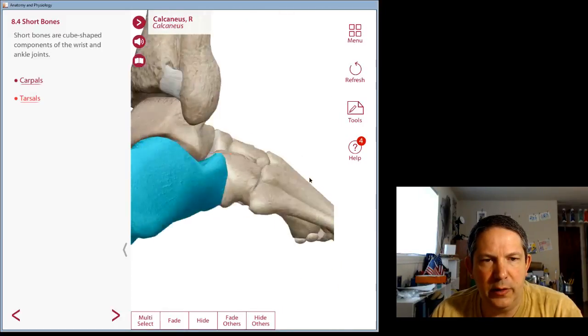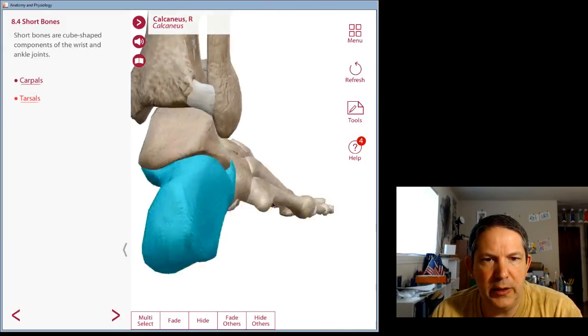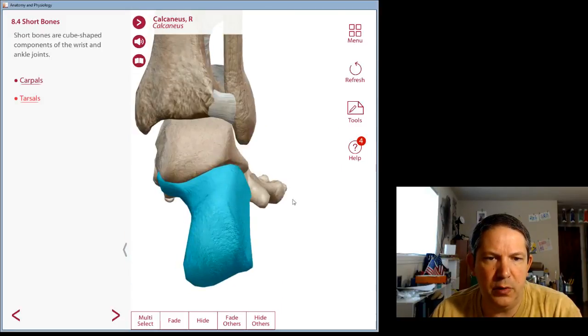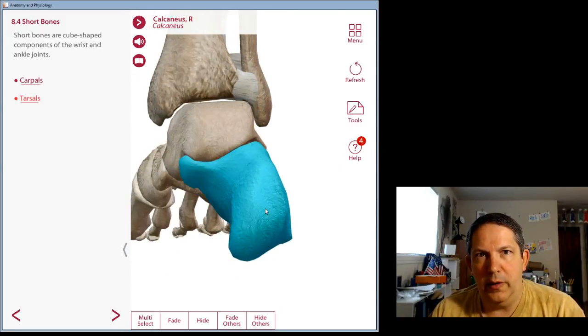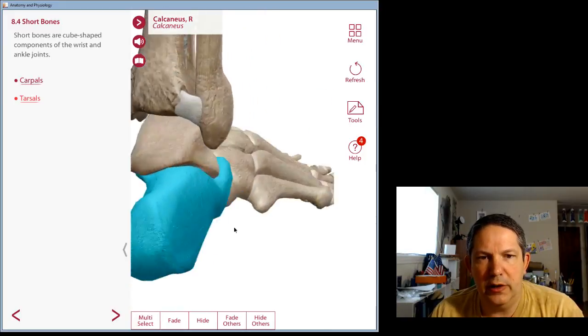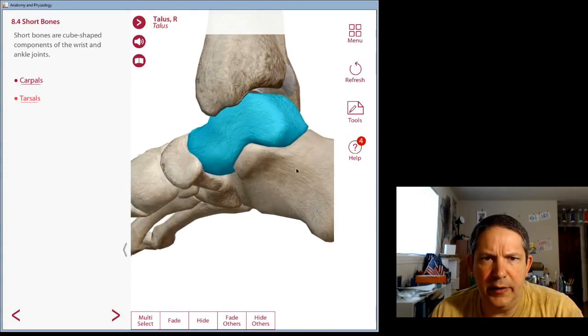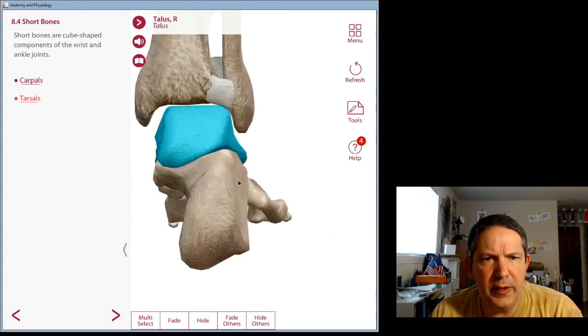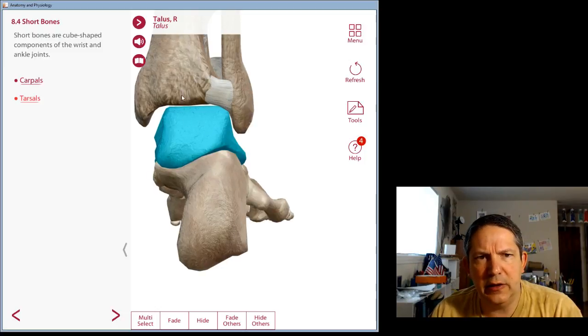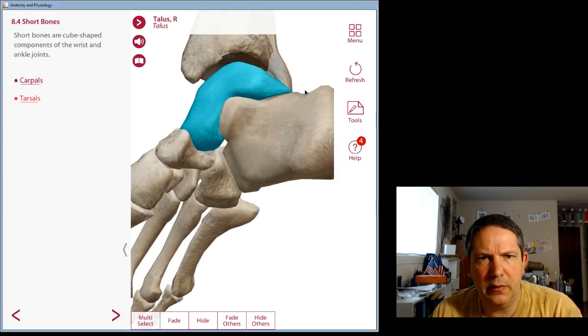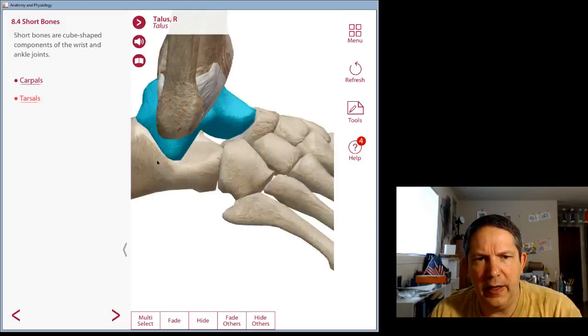And I actually don't know what calcaneus means, but it's the largest bone. You know, it's your heel. It's your heel bone. It's the largest bone of your tarsals. And then the talus, I haven't given too much thought about what that word means either, but you can see it's articulating with the fibula and the tibia. So it's the top of the ankle there.